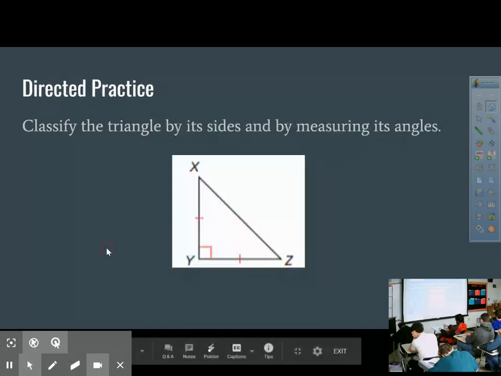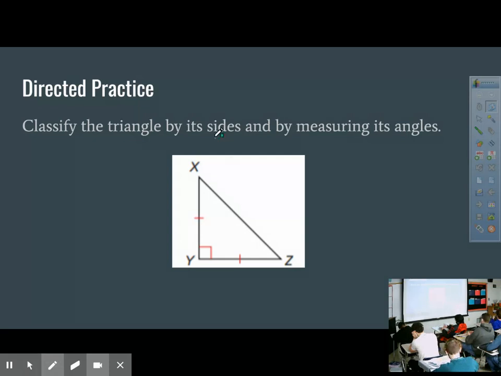Alright, let's try the next one together. Classify the triangle by its sides and by measuring its angles. So with its sides, you want to see how many sides are marked congruent. Tyler, how many sides are marked congruent? 2. How do you know? Yeah, the 2 lines make it congruent. Alright, so since it has 2 lines, or 2 of the sides congruent, Carter, what type of triangle would that be?